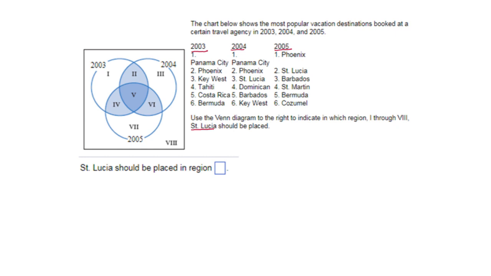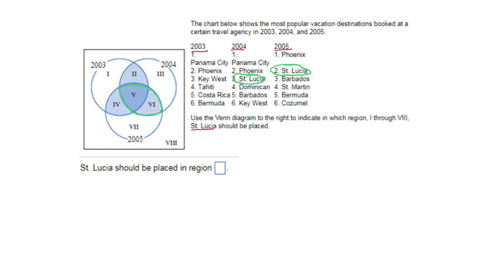So I'm going to look under the column of 2003 and see if there is a St. Lucia, and there is not. In the column for 2004, St. Lucia is listed. And for 2005, St. Lucia is listed. So you can see that St. Lucia should be in the regions where the circle for 2004 and the circle for 2005 intersect.